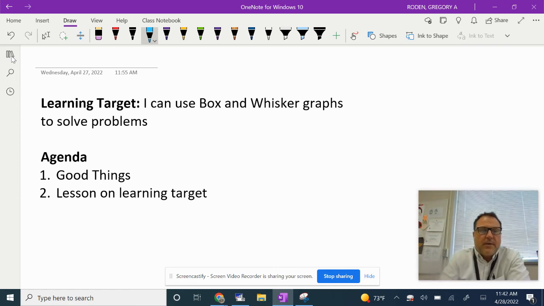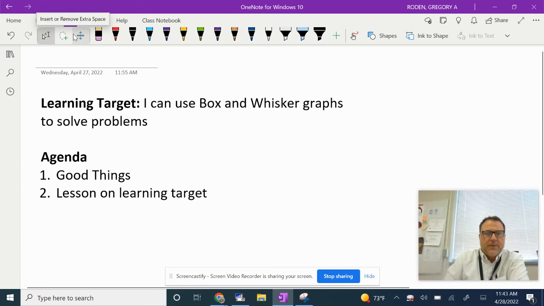All right, and then we're going to do our lesson on the learning target. I am going to give you a secret code as normal. I will tell you what the secret code is and where to write it. So make sure you are writing everything down, and you will turn this piece of paper in for 10 easy points just by taking the notes and writing the secret code down. All right, so here we go.